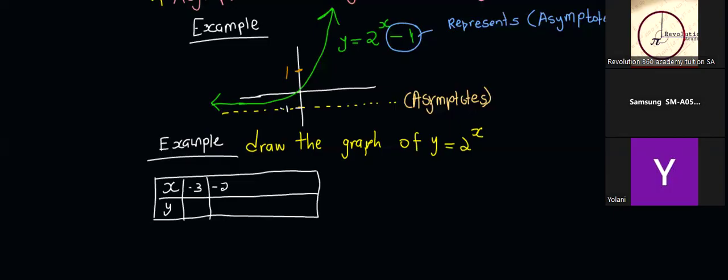followed by 0, followed by 1, followed by 2. So we can end at 3, just to make the graph neat as it is. Remember, here we're going to have the equation of the graph, which is best defined as y equals 2 to the exponent of x.